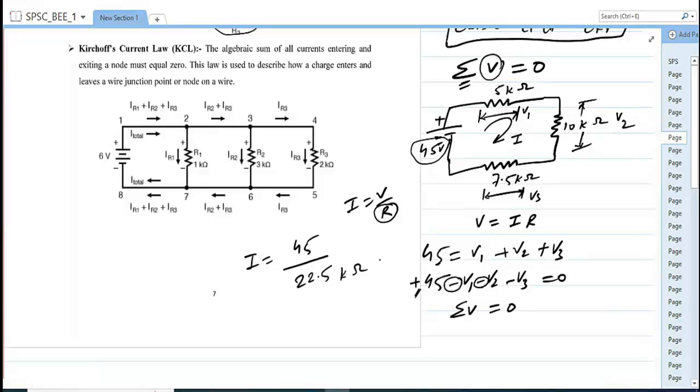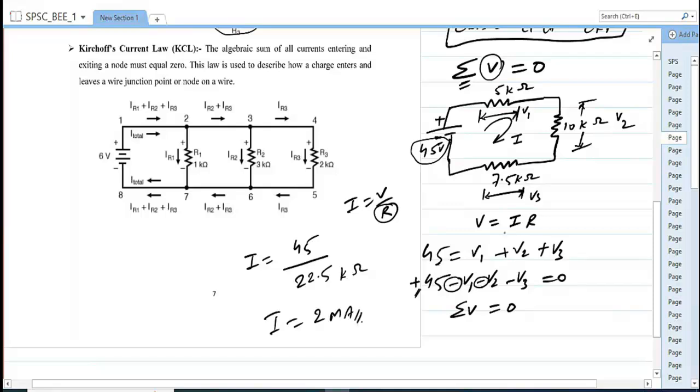22.5 inverse into 45, that is 2 milliampere. So this I is 2 milliampere. Now put this 2 milliampere here. So 45 is equal to, what is V1? V1 means 2 into 10 to the power minus 3 into 5 into 10 to the power 3. Kilo means plus 3, and milli means minus 3.